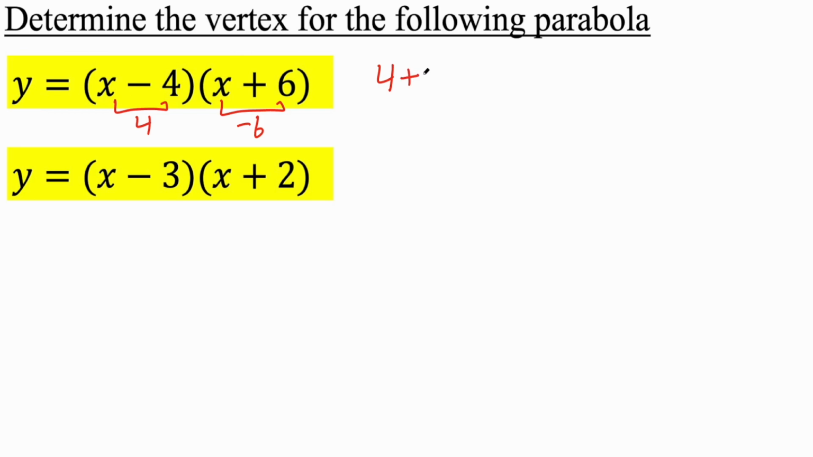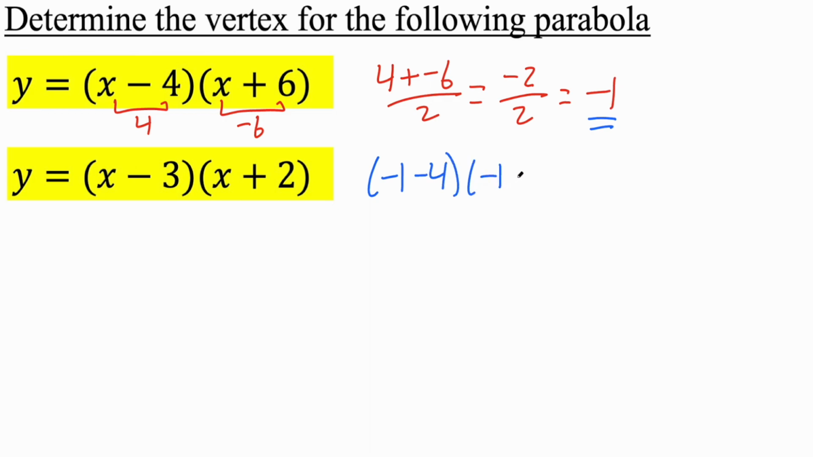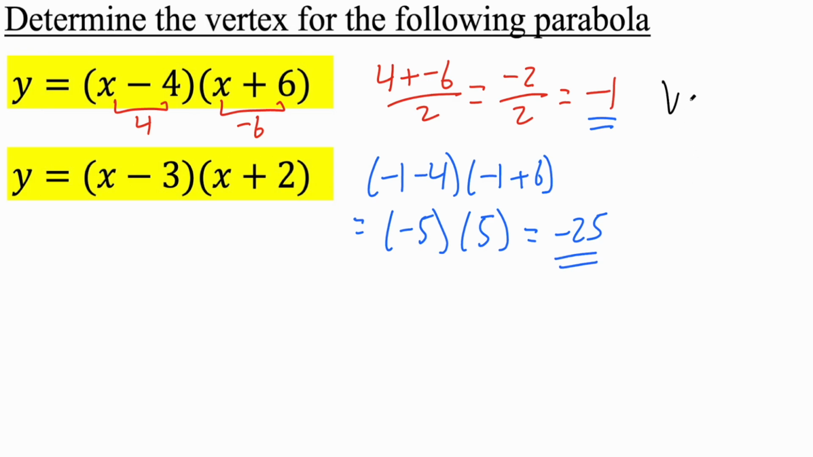So 4 plus -6 divided by 2. So 4 minus 6 is -2, divided by 2, which is -1. Again, this is just the x value. To get the y value, just plug it in. So we're going to get (-1 minus 4)(-1 plus 6). -1 minus 4 is -5, and -1 plus 6 would be +5. And when you multiply them, you get -25. And so for the first problem, our vertex, again, it's an x comma y. X is -1, comma, -25. This right here is the final answer to the first problem.